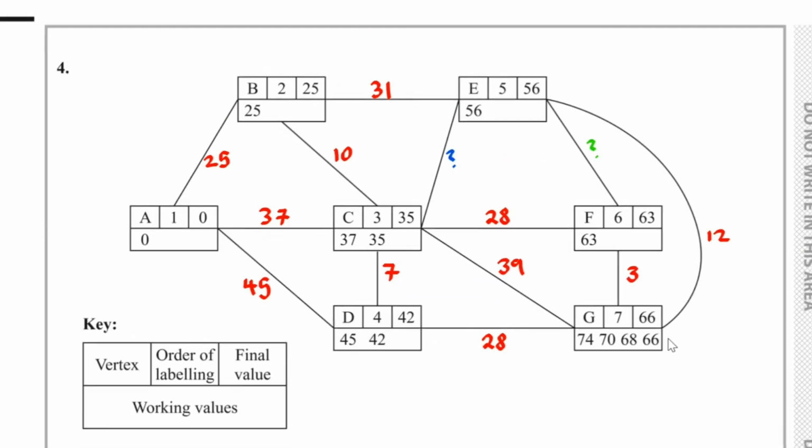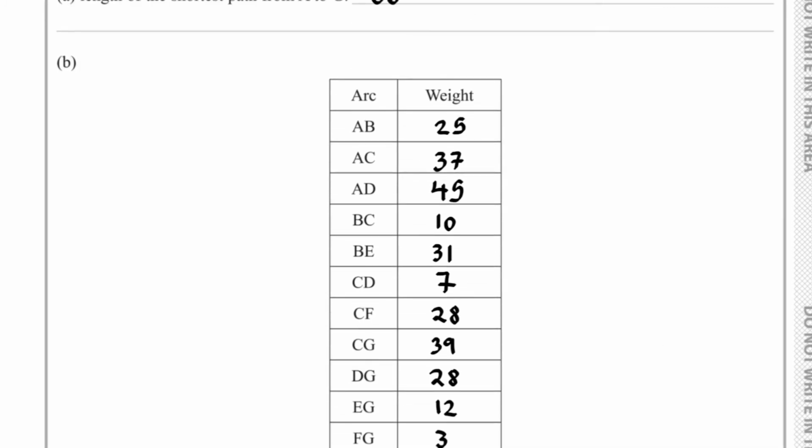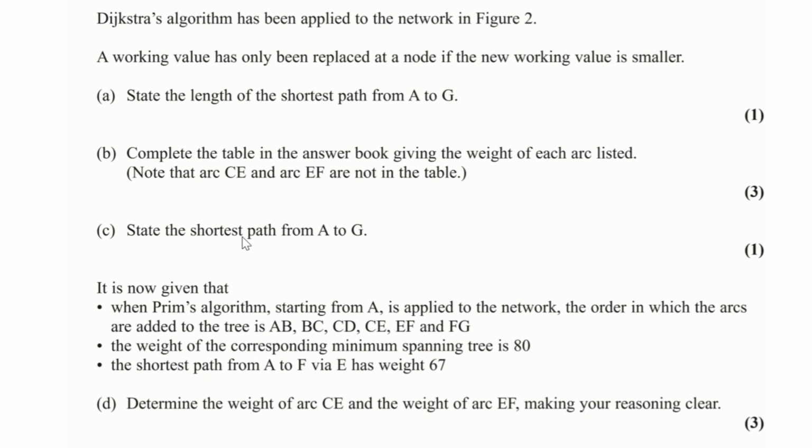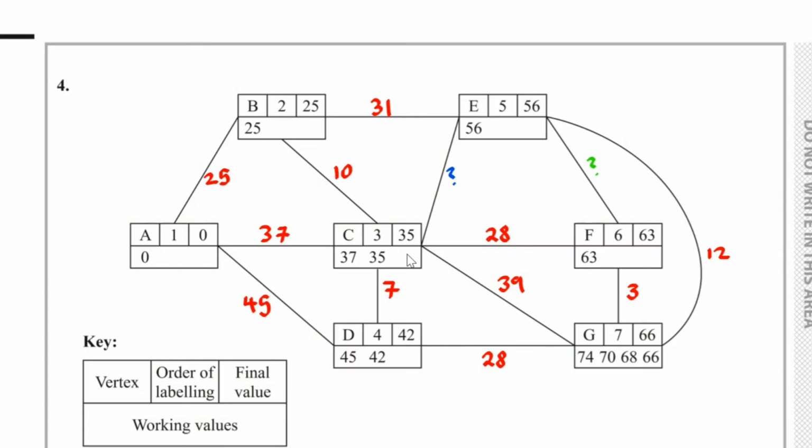So I've completed this table as follows. Now for part C, we have to state the shortest path from A to G. So from A to G, the shortest path, we have A to B, and then after the 25, the next smallest one is this 35. So that's next. So we've got AB, then BC.